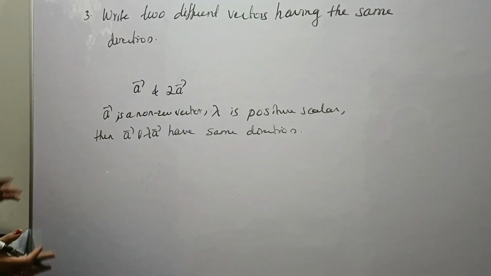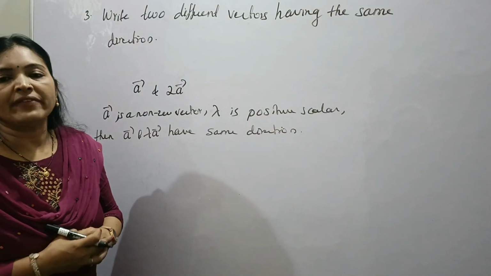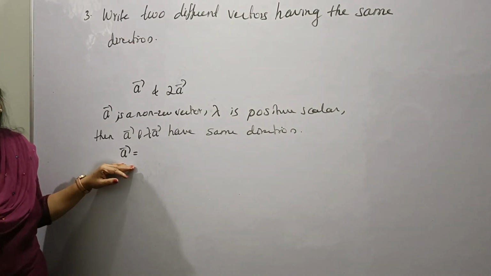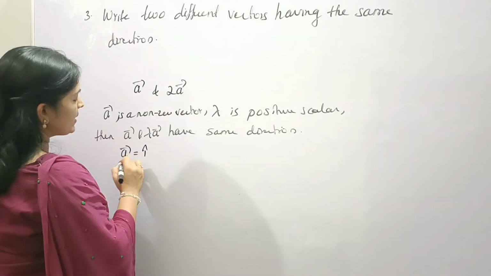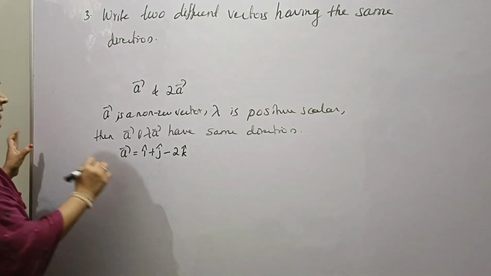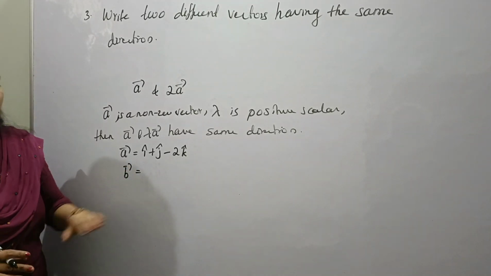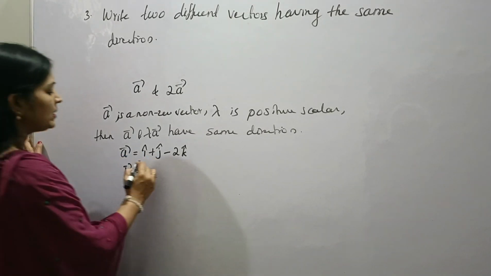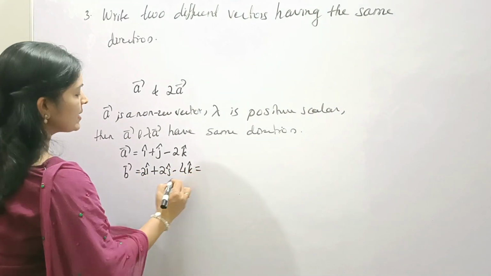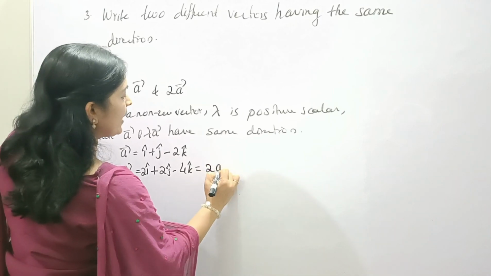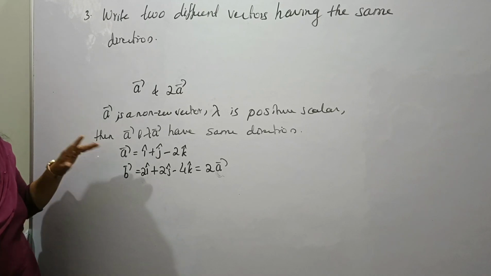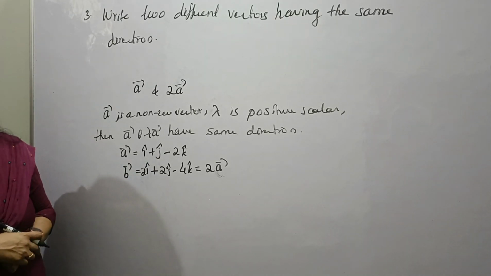Okay, so for that here we have to write two vectors having the same direction, right? So first of all, let's write any vector. First vector, any vector, let's write vector A is equal to i plus j minus 2k. Okay, next, what is vector B? Let's multiply 2 by this vector, that is 2i plus 2j minus 4k, that is 2 into vector A. Therefore, here vector A and vector B are the vectors having the same direction.